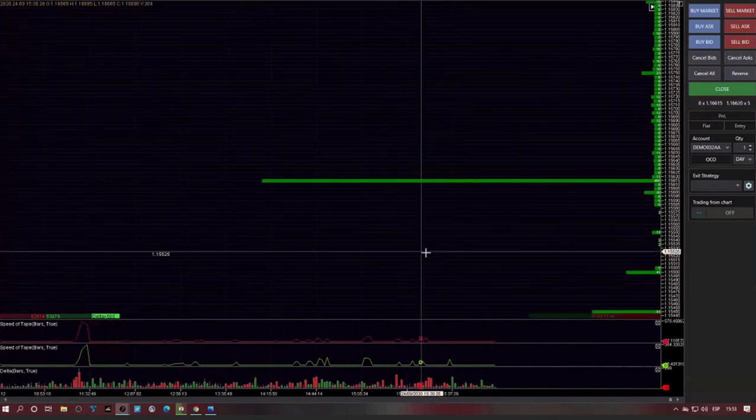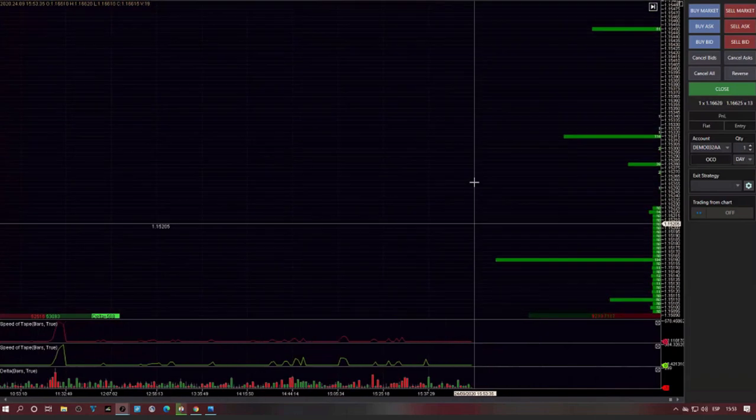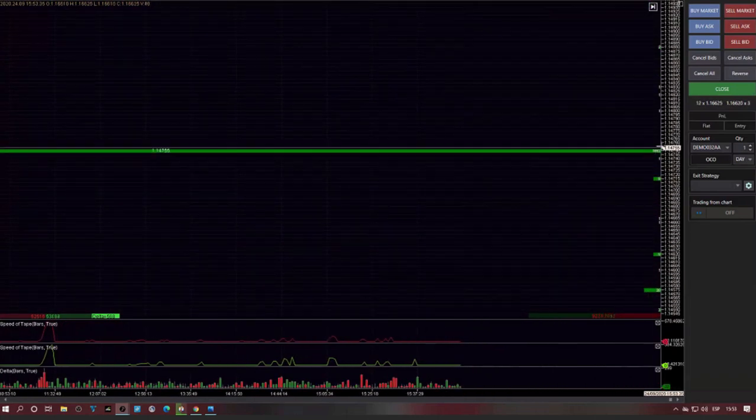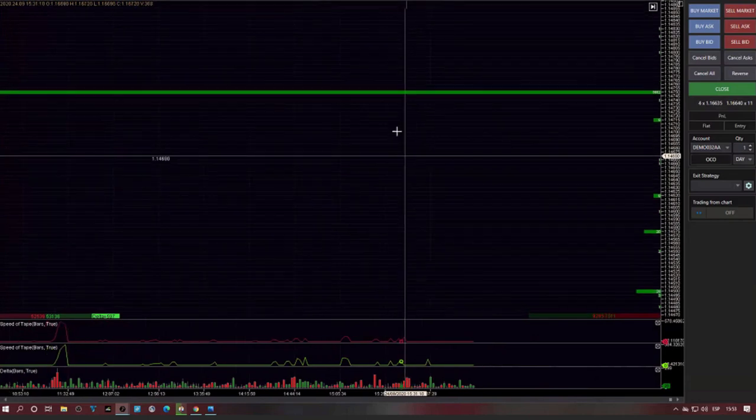You can see all the market orders, or the pending orders, where they are and how many there are. See, 1,662 lots at this price. That's a lot of orders pending here.